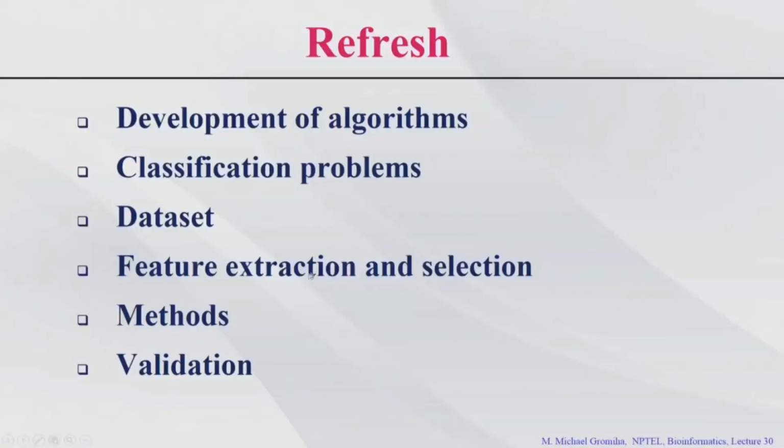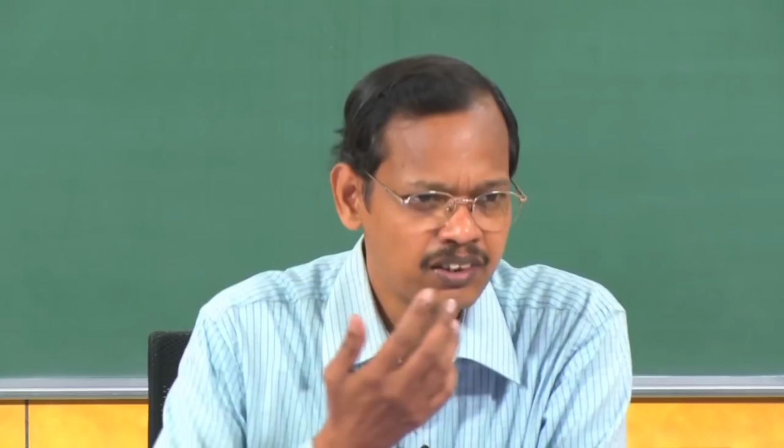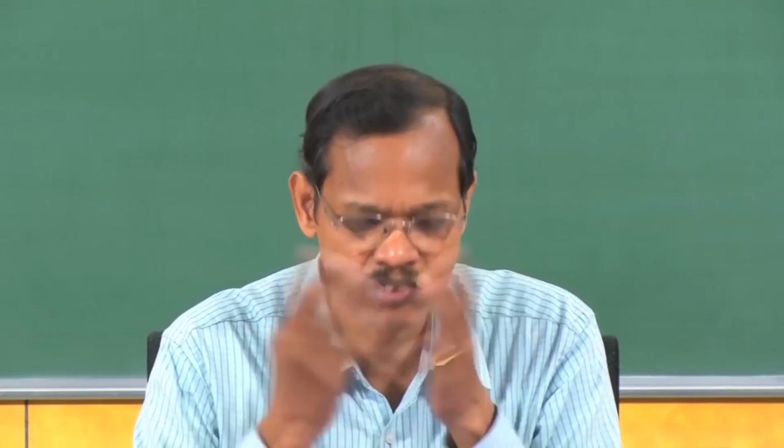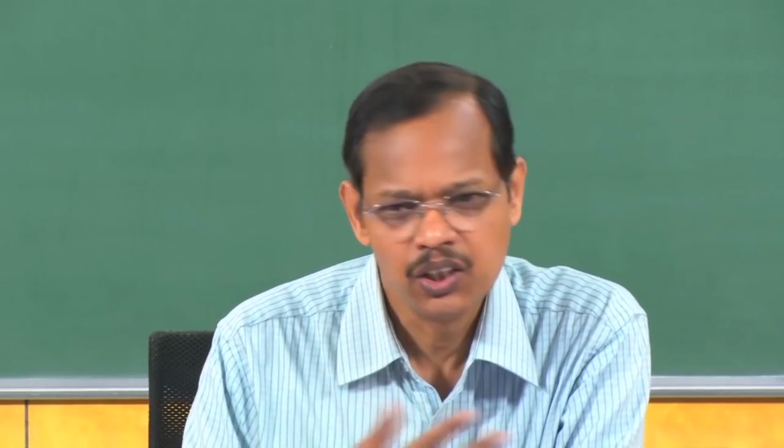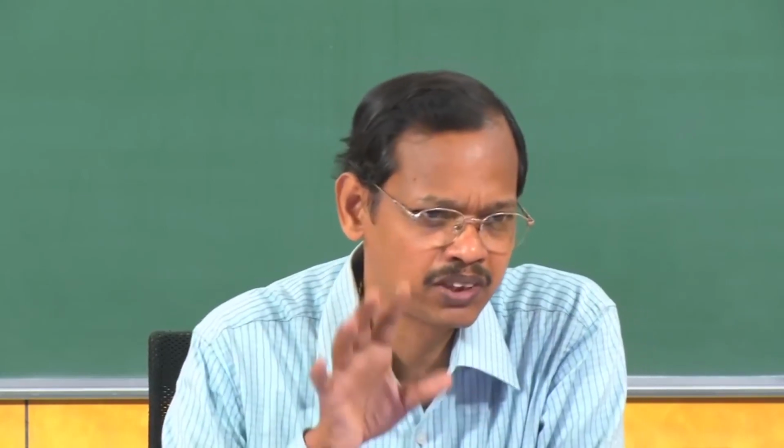Once we extract the features, we use different methods, like statistical methods or machine learning techniques, to discriminate or classify the different types of proteins or different applications. Once we make the method, we need to assess it. We use various measures to assess the performance: accuracy, sensitivity, specificity, ROC, precision, recall.